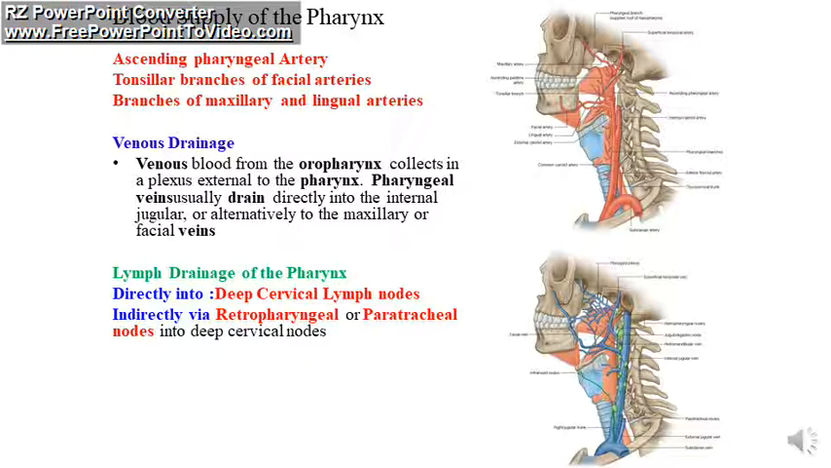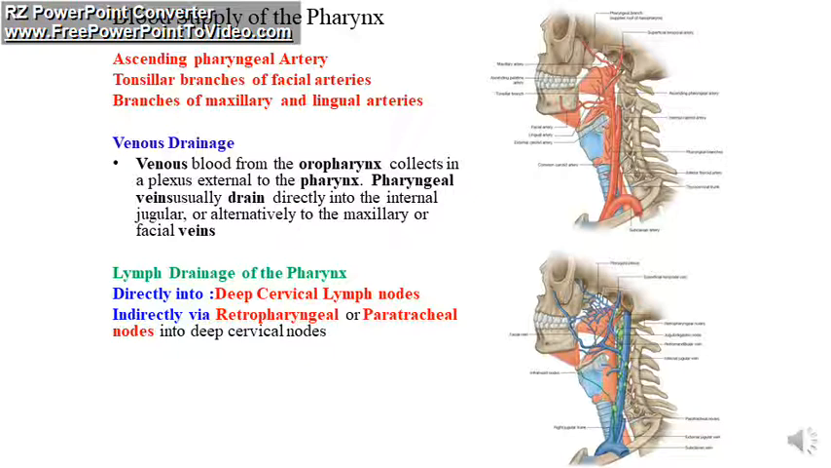The blood supply of the pharynx is the ascending pharyngeal artery. The ascending pharyngeal artery is a branch of the external carotid artery. All the supply of the pharynx is from the external carotid artery, which is the ascending pharyngeal artery, the tonsillar branch of the facial artery, and branches of the maxillary and lingual arteries, all involved in the blood supply of the pharynx.